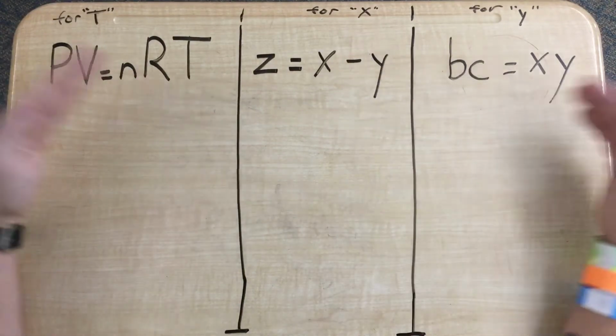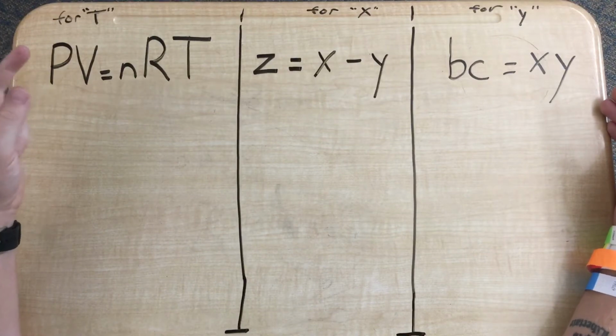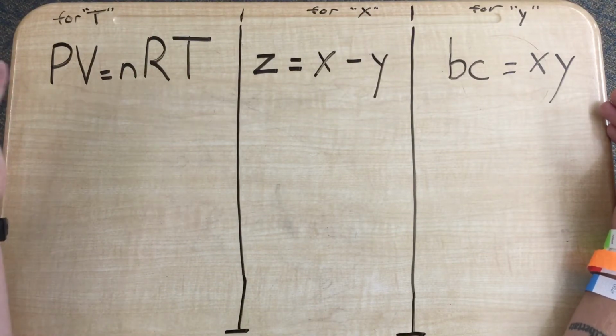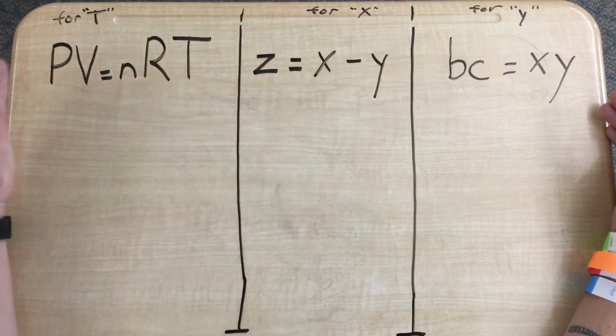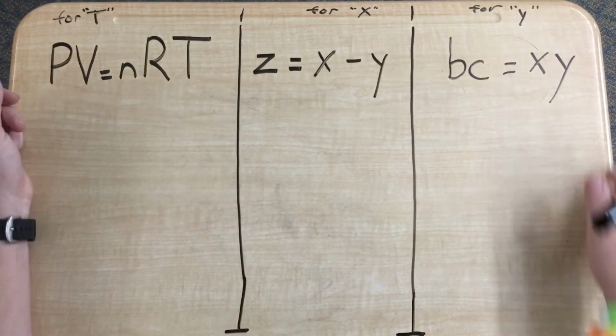Okay? So these are called literal equations. And we can add, we can subtract, we can multiply, and we can divide variables. Right? And I'm going to show you how in 3 examples. And this is going to be some of the examples that you see on your homework.